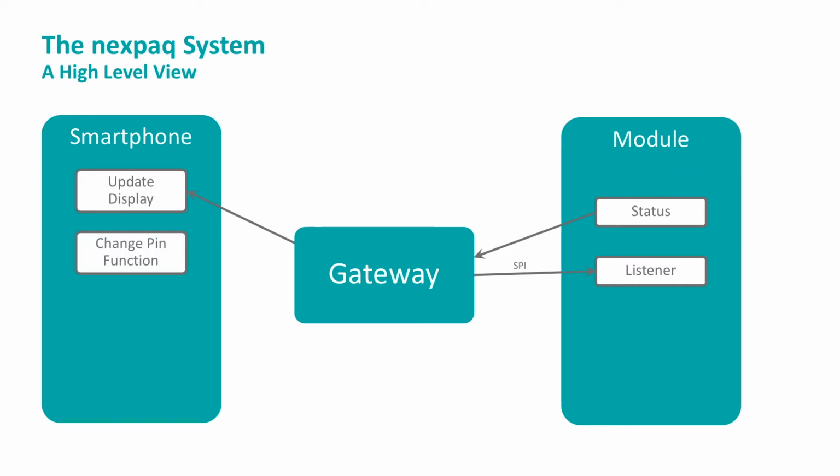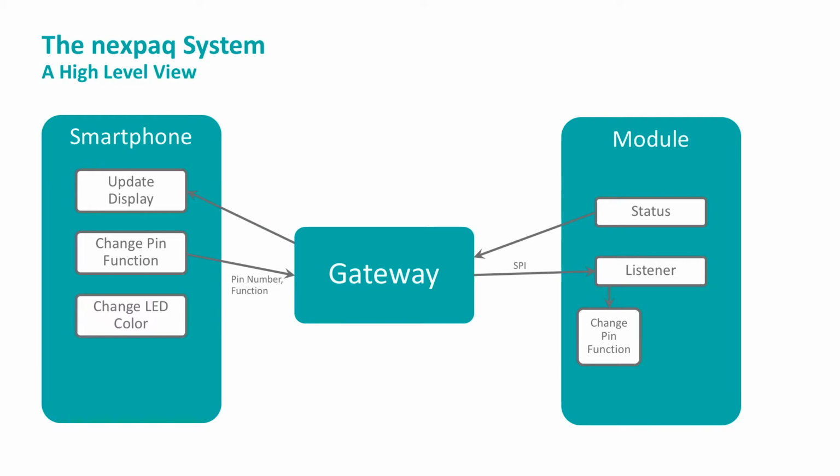When the user changes a pin function by touching one of the pin combo boxes, the pin number and pin function are transmitted to the module through the gateway. The listener task gets the message and transfers the message to the code responsible for changing the pin function. That code parses the message and changes the function of the designated pin.